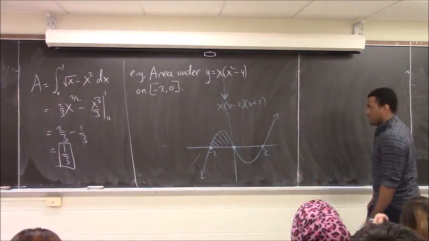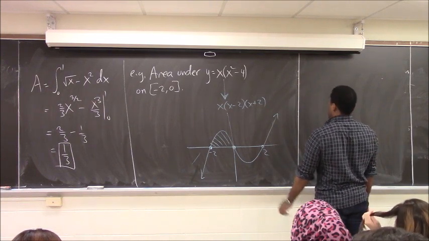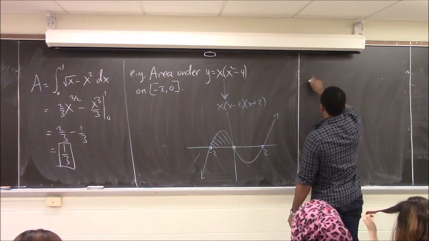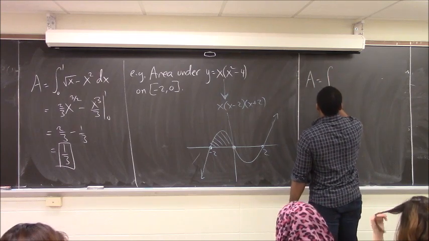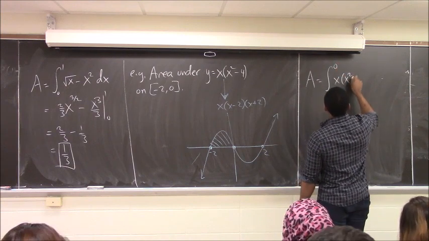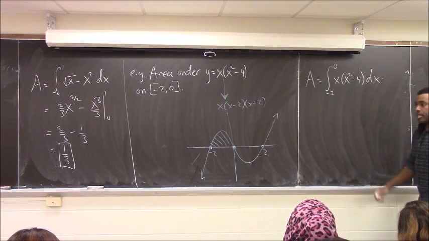And again, that's just another area under curve idea. Don't have to worry about it. The bounds are already given to us. So we simply do the integral from minus 2 to 0 of this function. Now how do you integrate that function?